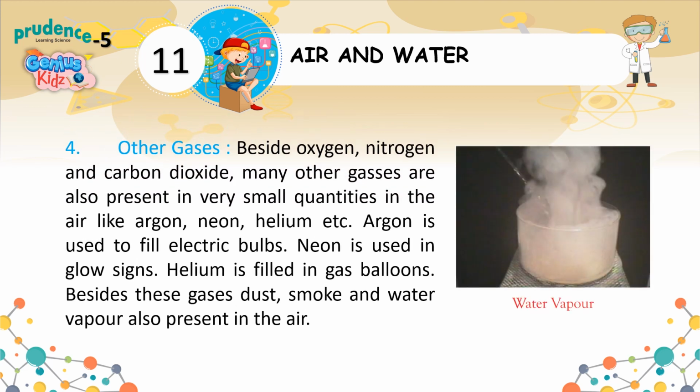4. Other gases. Besides oxygen, nitrogen, and carbon dioxide, many other gases are also present in very small quantities in the air like argon, neon, helium, etc. Argon is used to fill electric bulbs. Neon is used in glow signs. Helium is filled in gas balloons. Besides these gases, dust, smoke and water vapor are also present in the air.